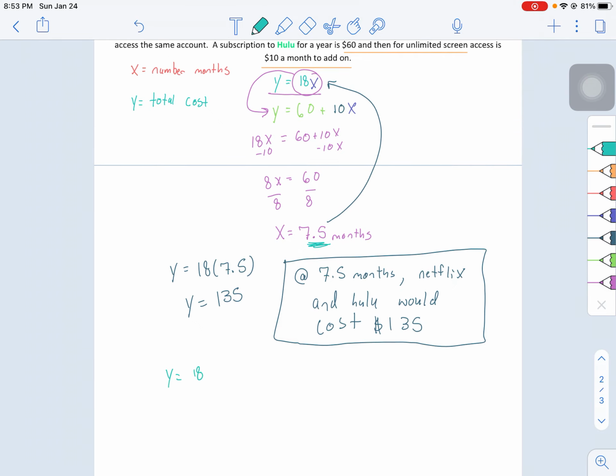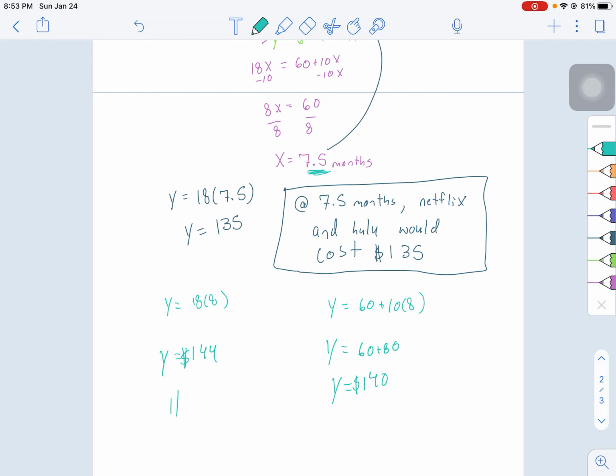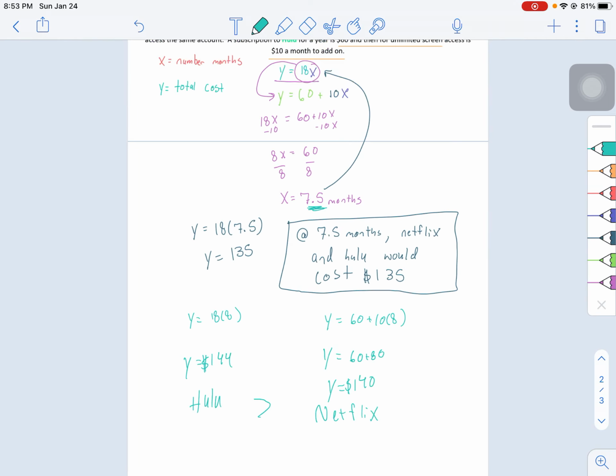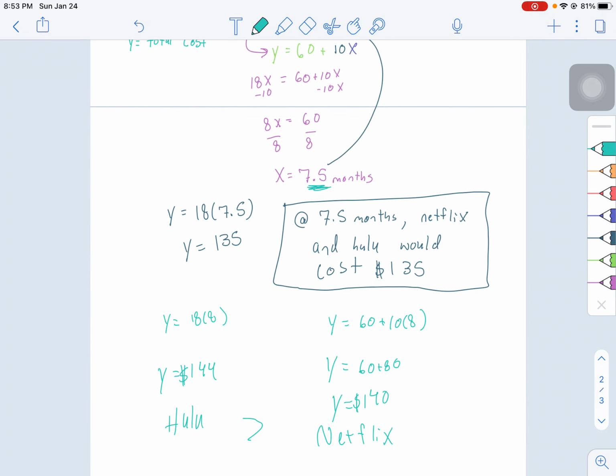So at 8 months, we would have Y equals 18 times 8, or we would have Y equals 60 plus 10 times 8, right? So that's going to be Y is equal to 60 plus 80, which is Y is equal to 140. On the other hand, 18 times 8 gives us 144. So then we can see that Hulu will cost more than Netflix at 8 months. All right, so just some things you can use to compare with systems of equations.